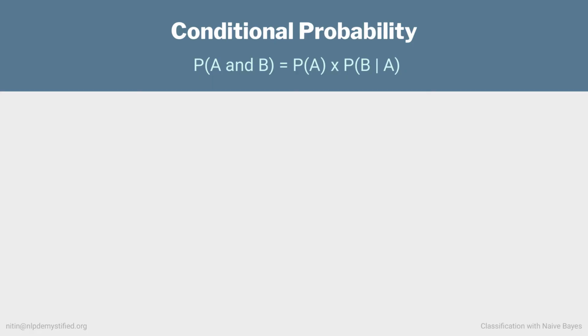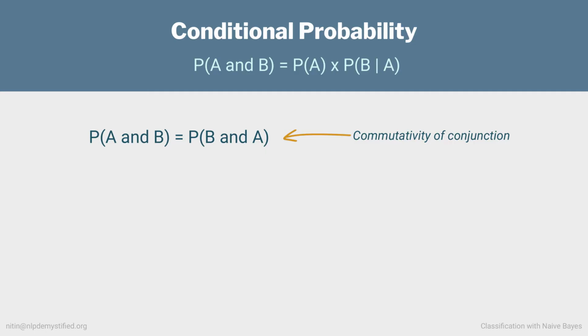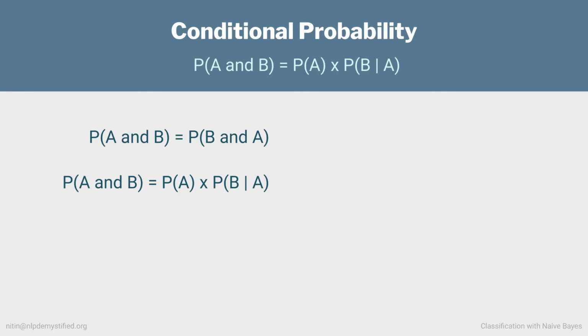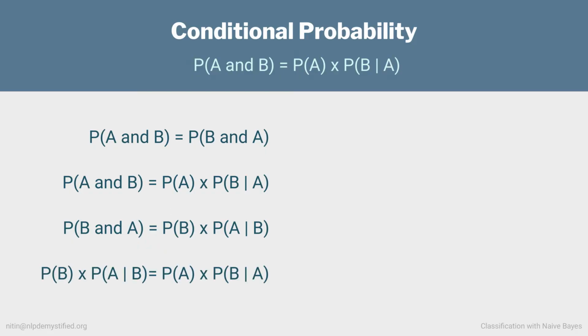From here, we have everything we need to derive Bayes' theorem. The probability of A and B is equal to the probability of B and A through the commutativity of conjunction. And we already know the probability of A and B, that's just the formula we've been working with. The probability of B and A then is the probability of B times the probability of A given B. We can then swap the position of the values, moving each to the opposite side, and substitute the probability of B and A with the equation for A and B, since they're equal.